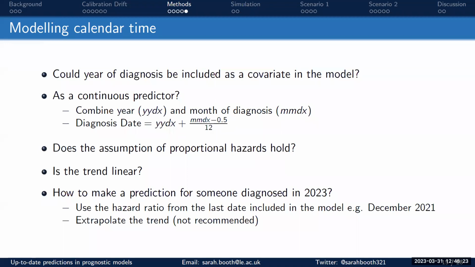So the method we used in the simulation was just to use the hazard ratio from the last date included in the model, for example December 2021, and you would just assume that it stays the same. Another alternative would be to extrapolate the trend, but I think this is probably a little bit dangerous because you don't really have much data to base it on. So that's why we stuck to just using the latest hazard ratio in the model.